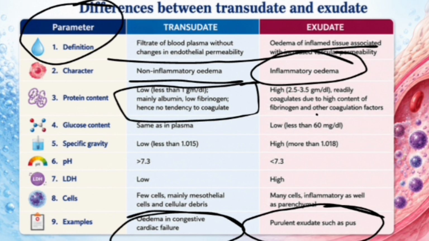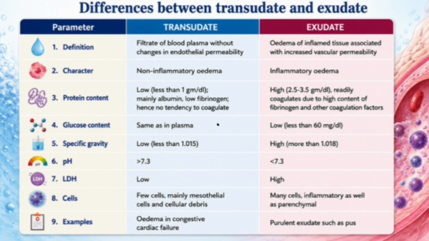Among the proteins, as albumin is a low molecular weight protein, if protein would be leaking out, the first protein to leak out would be albumin. So in transudate, we can appreciate mainly albumin and its count would be very low. While in exudate, along with albumin, we can appreciate high molecular weight proteins also, like fibrinogen. And as fibrinogen is responsible for coagulation, this exudate can coagulate, but transudate cannot.